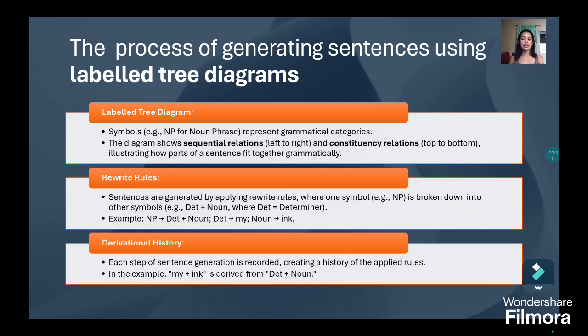broken down into another symbol, for example determiner plus noun, where determiner equals determiner. Example: noun phrase to determiner plus noun, or determiner to my and noun to ink. Derivation history: each step of sentence generation is recorded, creating a history of the applied rules. In this example, my plus ink is derived from the determiner and noun, which is derived from determiner plus noun.